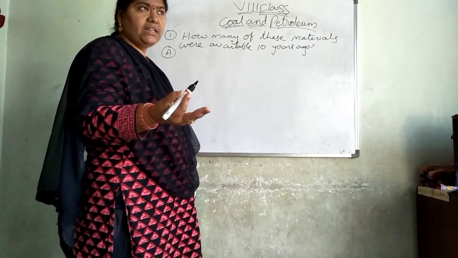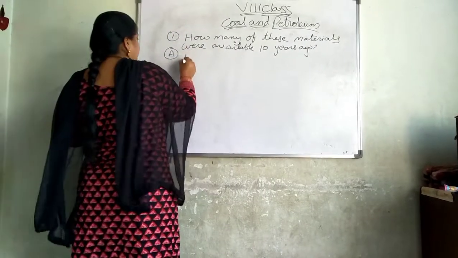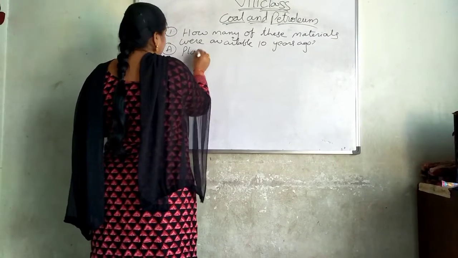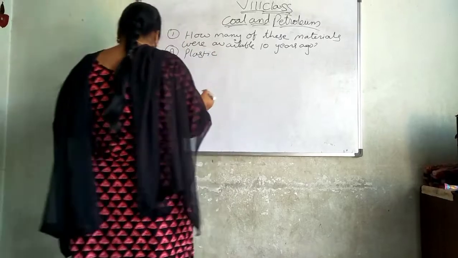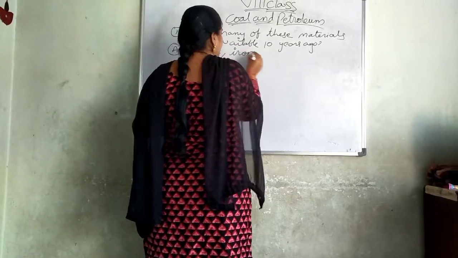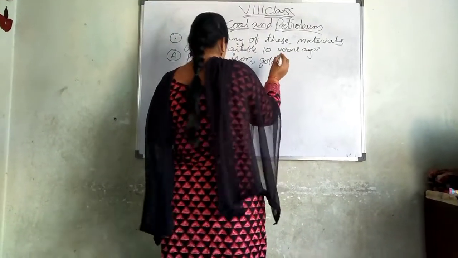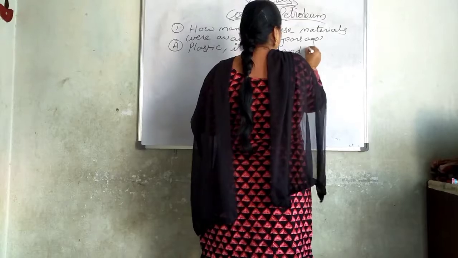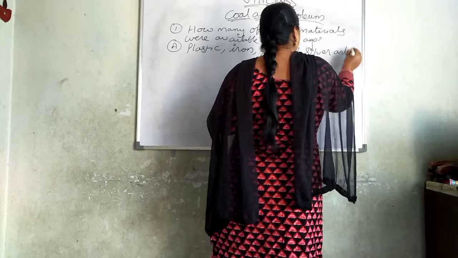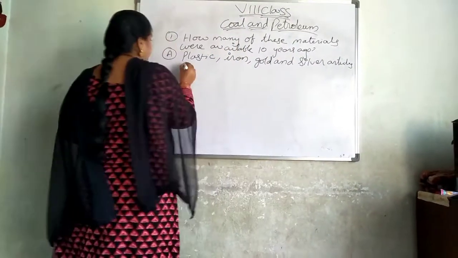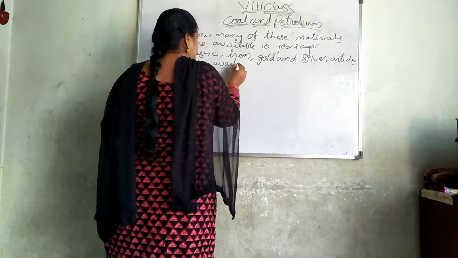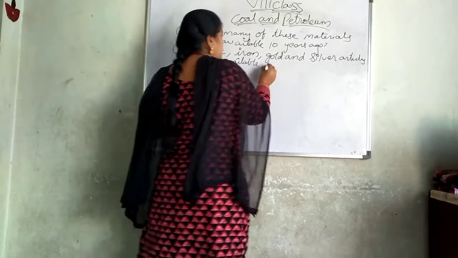Which types of materials were there before 10 years? They are plastic, iron, gold and silver articles. They were available 10 years ago.